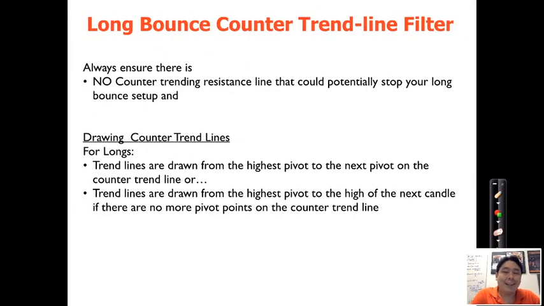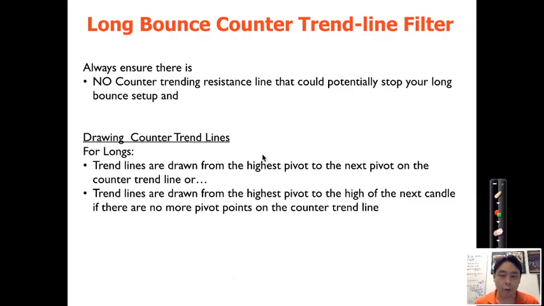All right, so the final filter which I look at is what I call the counter trendline filter. So when I go long, I want to ensure that there's no potential counter trendline resistance that could potentially stop my long entry from becoming a winner, right? So what's the counter trend line? Now, again, if I'm going long, I'm following the trend, right?